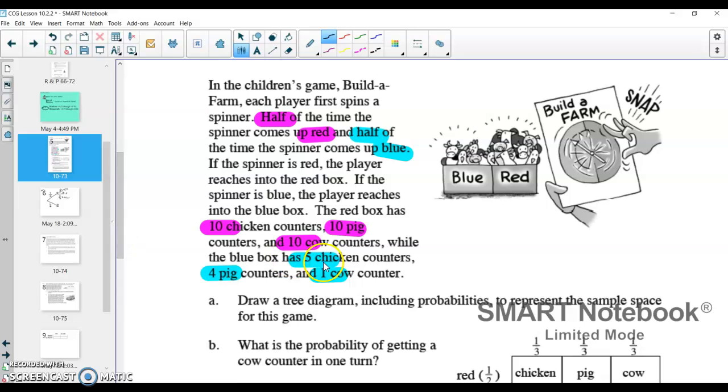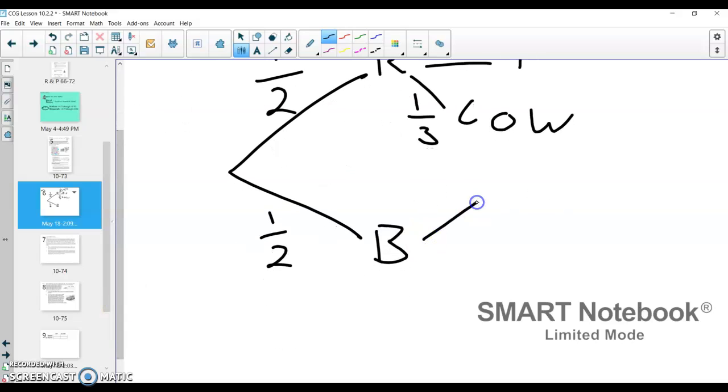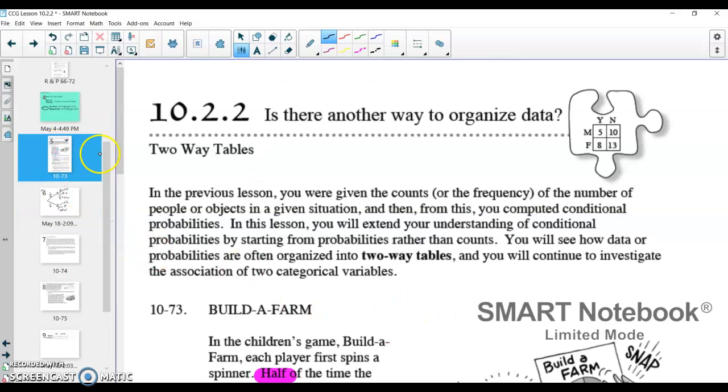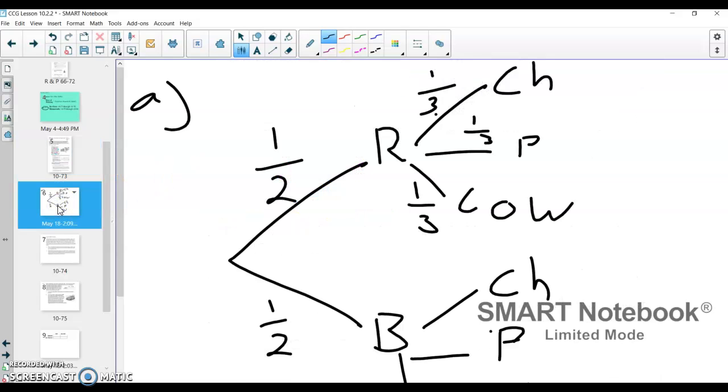If we go down the blue path, you can have 5 chickens, 4 pigs, 1 cow, or in total there's 10 total pieces in there. 5 out of those 10, or half of them, are chickens. 4 out of 10 of them are pigs, and 1 is a cow. So we'll make my branches here. Again, it's still chicken, pig, cow. So chicken, pig, cow. And it said what, 5? So 5 out of the 10 pieces were chickens. Yep, 5 out of the 10 pieces were chicken, 4 out of the 10 were pig, and 1 out of the 10 were cows.